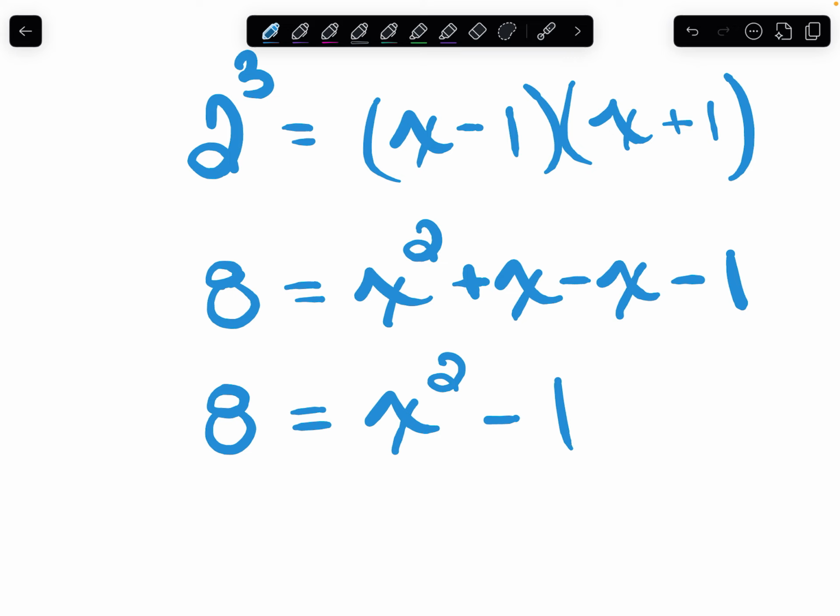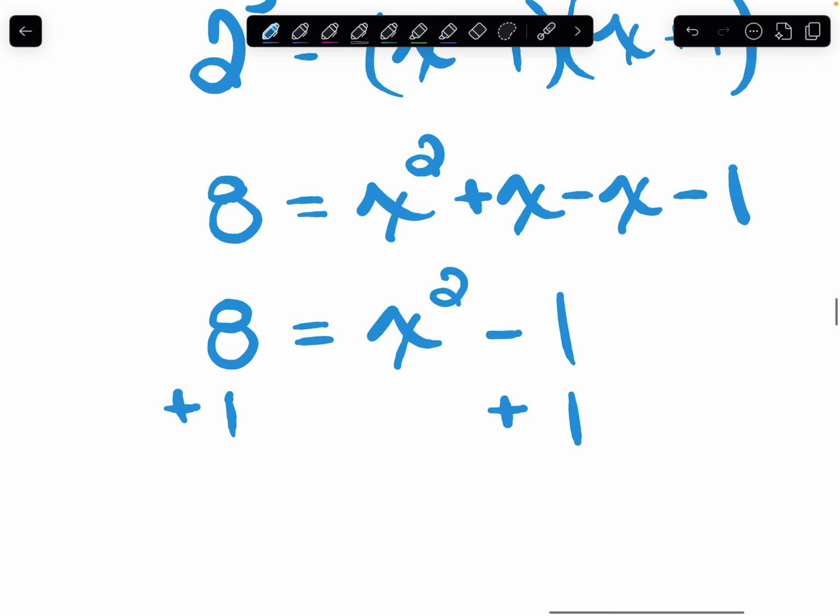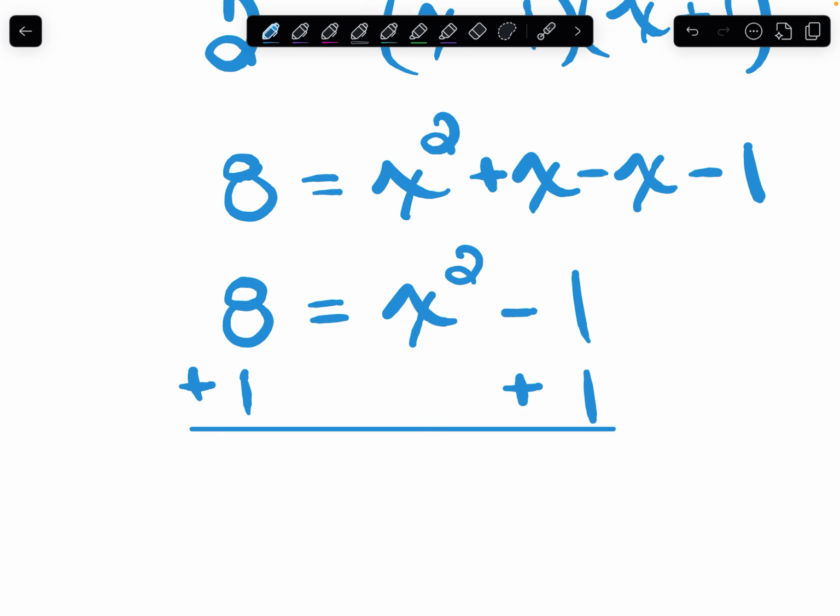So at this point, if you still have the x squared and there is an x term, you're going to have to move the 8 over to the right and factor it. Since we only have an x squared, I just want to use the square root property. All right, so I'm going to move the 1 to the left instead. So 9 is equal to x squared.